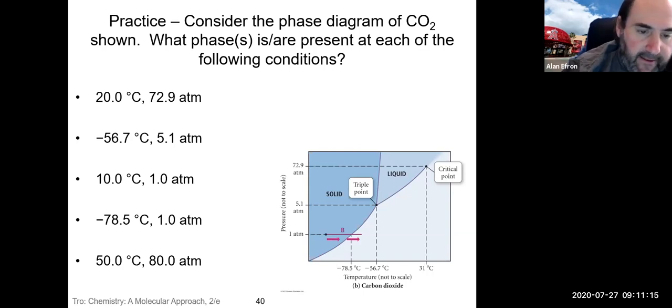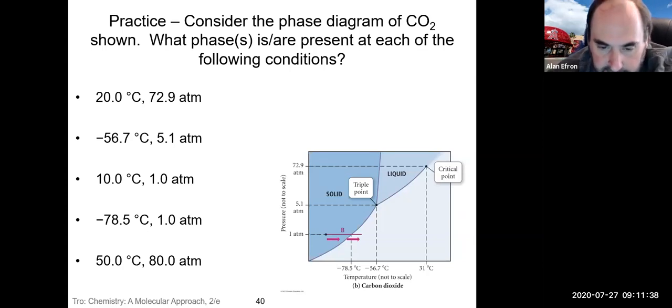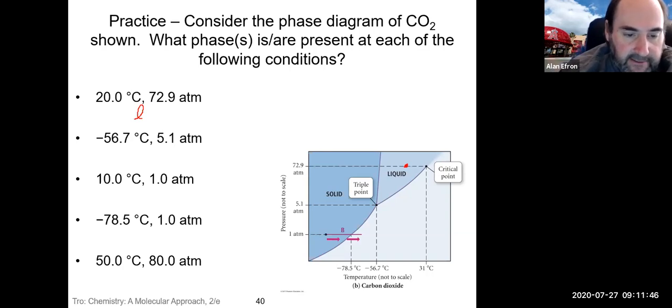Okay, so let's take a look. The first one is 20 degrees Celsius and 72.9 atmospheres. My screen is kind of small, but 20 degrees is somewhere in this ballpark, and 72.9, I believe, is that top line there. If we look at those two, that puts us right there, hopefully in the liquid phase. Next one is minus 56.7, which I believe is here, and 5.1, which is right there.